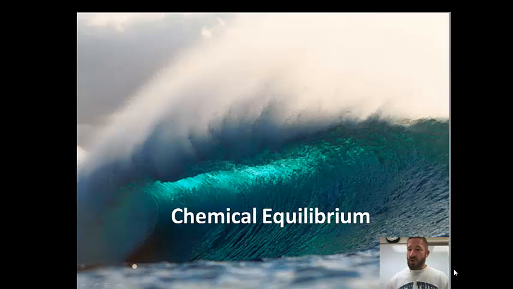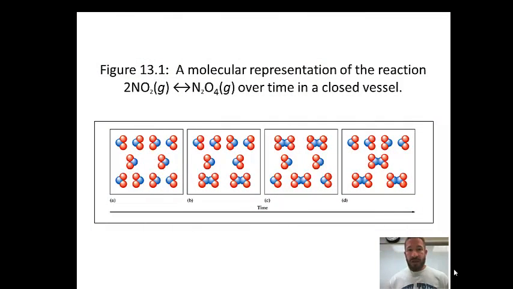What is chemical equilibrium? Well, you're going to learn today that chemical equilibrium exists when you have a reversible reaction. A reaction goes forward and reverse, and the forward reaction rate is equal to the reverse reaction rate. Let's use this as an example.